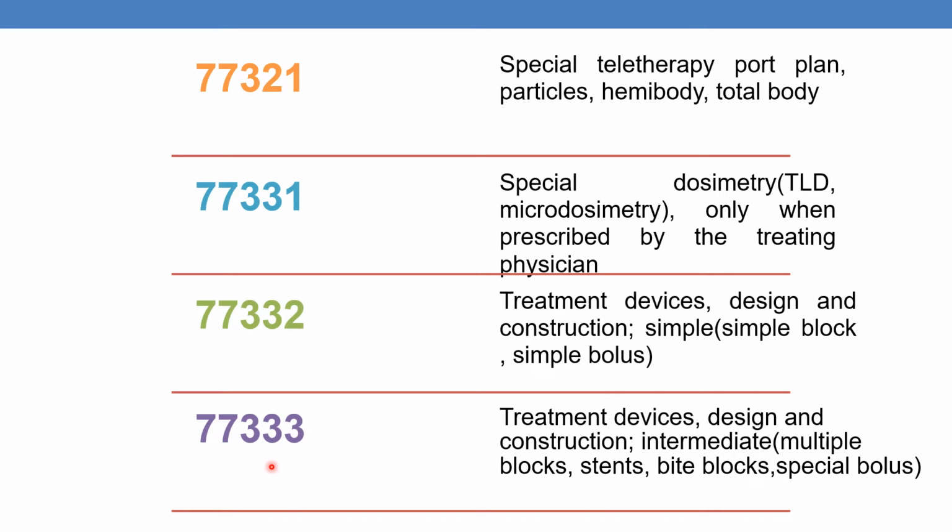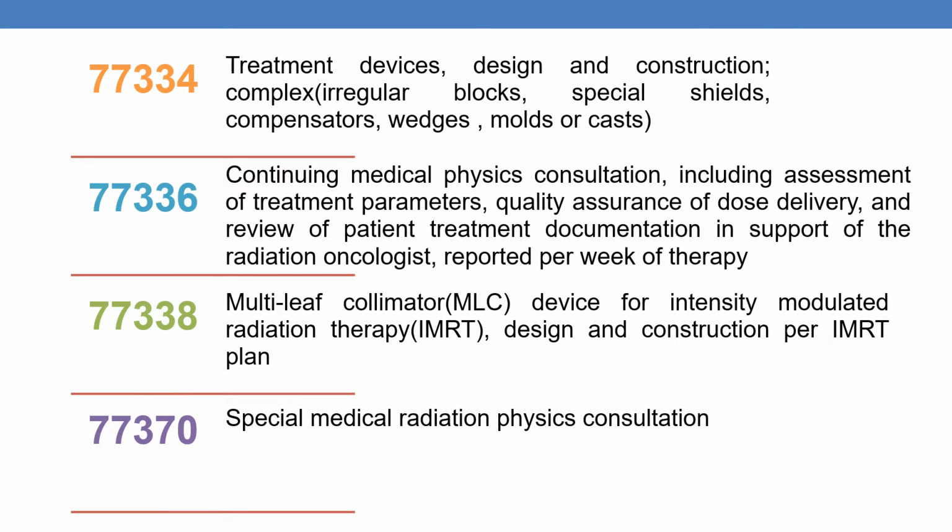The next is 77333, treatment devices, design and construction, intermediate, which is multiple blocks, stents, bite blocks, special bolus. The next is 77334, treatment device, design or construction, complex, which involves irregular blocks, special shields, compensators, wedges, molds or casts. The next is 77336, continuing medical physics consultation, including assessment of treatment parameters, quality assurance of dose delivery and review of patient treatment documentation in support of radiation oncologist, reported per week of therapy.